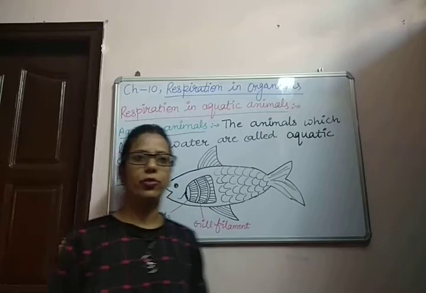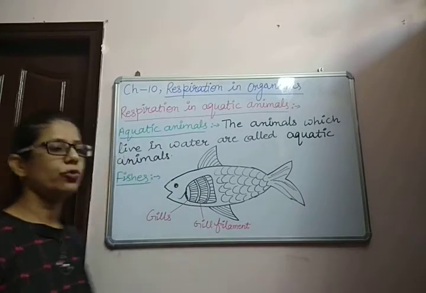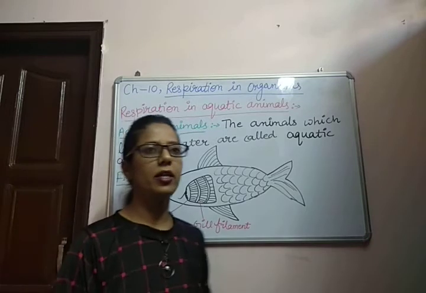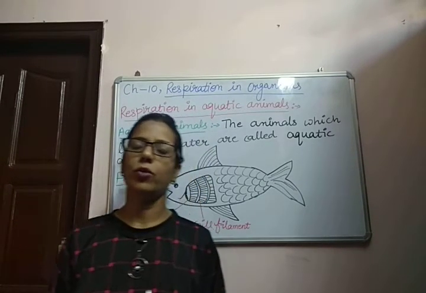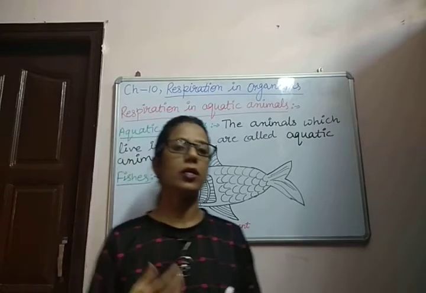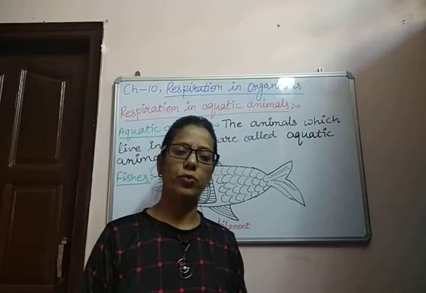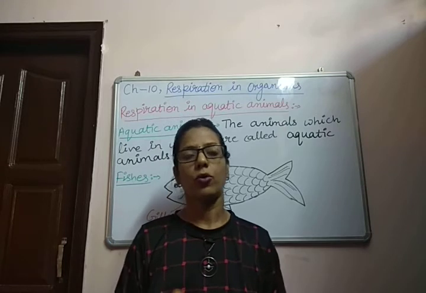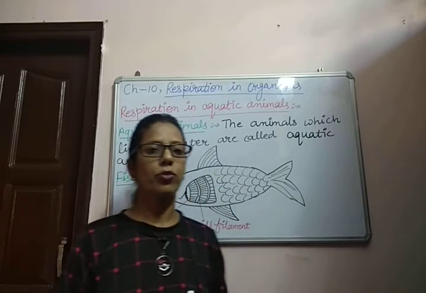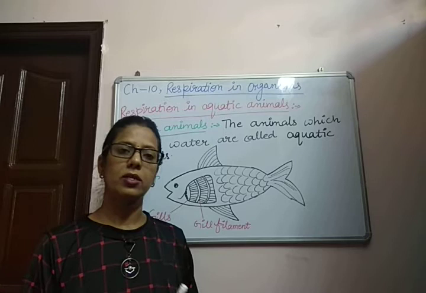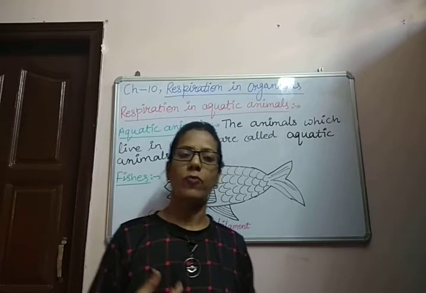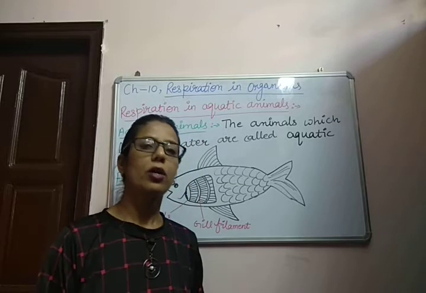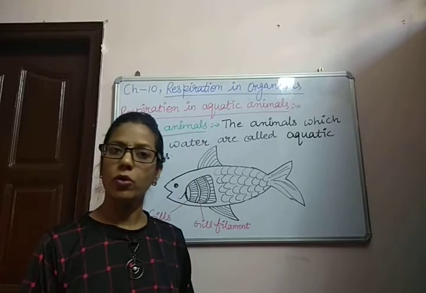Hello everyone. Today we are going to start a new topic of chapter 10, that is respiration in aquatic animals. Because in the last video we have discussed the respiration in other animals like in cockroach, in earthworm and in frog. In the cockroach the main respiratory organs are trachea or tracheal system. In earthworm the main respiratory organ is skin. With the help of skin they take oxygen and they release carbon dioxide.